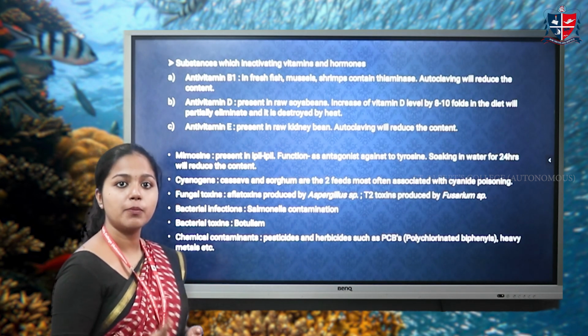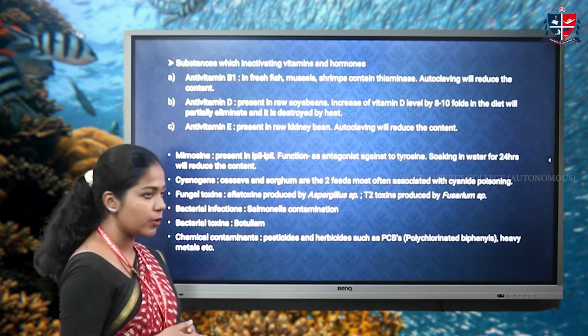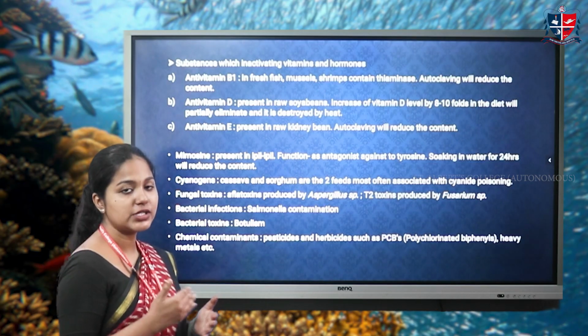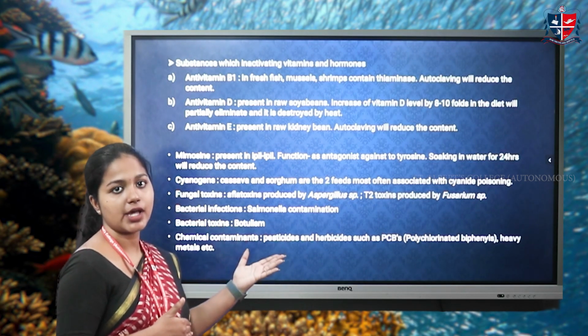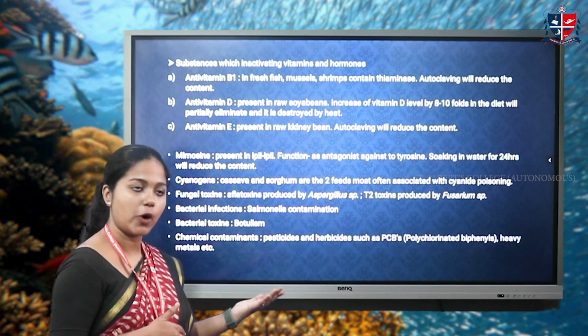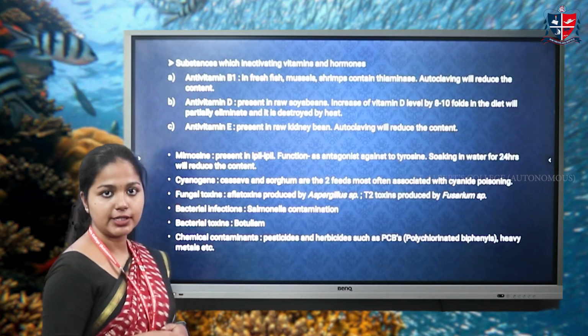The next one is cyanogens. Cyanogens are mostly seen in cassava and sorghum, and these are mostly associated with the effect of cyanide poisoning.